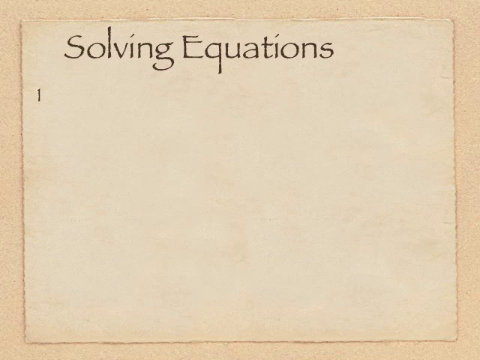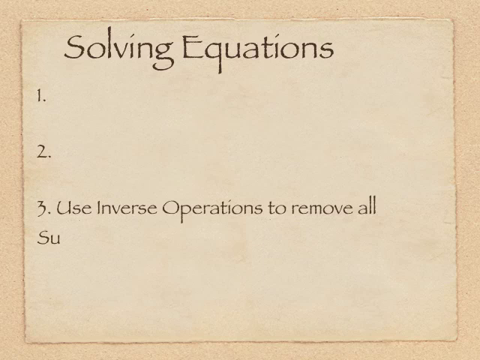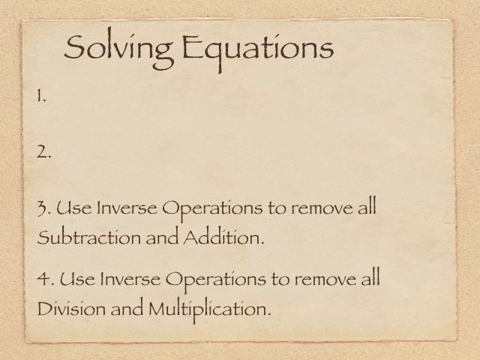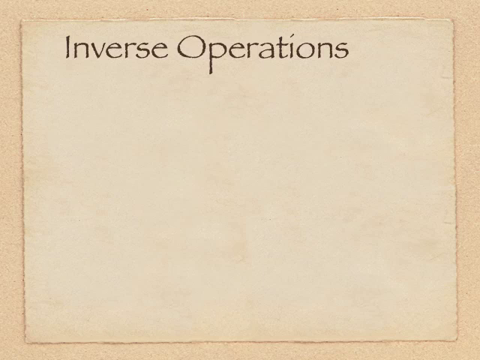In the Mission 3 mini lesson, we're going to be combining what we've learned in Mission 1 and Mission 2. In Mission 1, we saw that we need to use inverse operations to remove all subtraction and addition. And in Mission 2, we used inverse operations to remove all division and multiplication. Well, in Mission 3, we're going to put those two steps together. So it's important that we remember to remove the subtraction and addition before the division and multiplication.